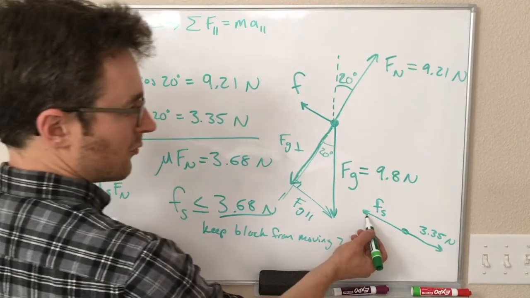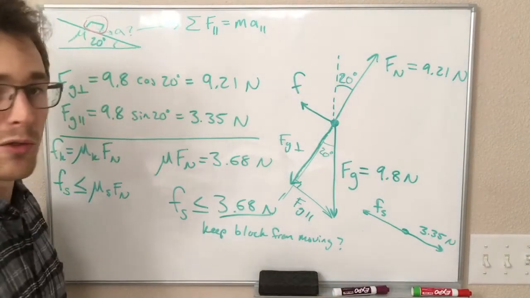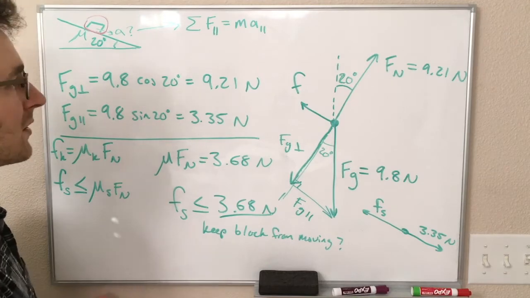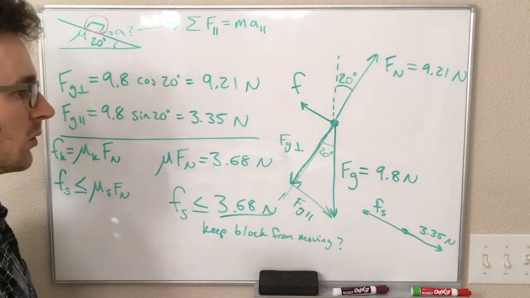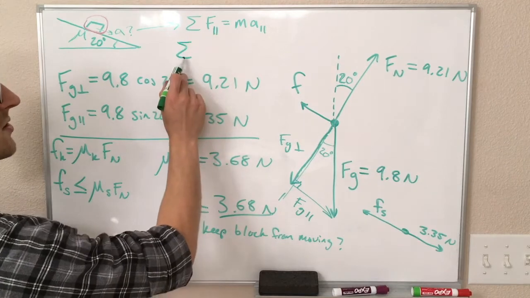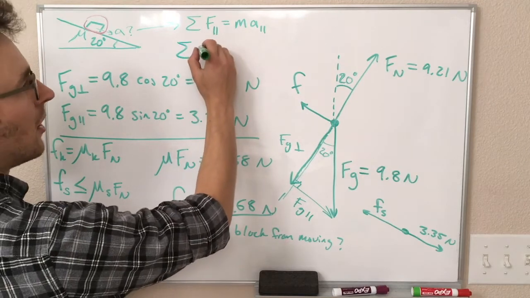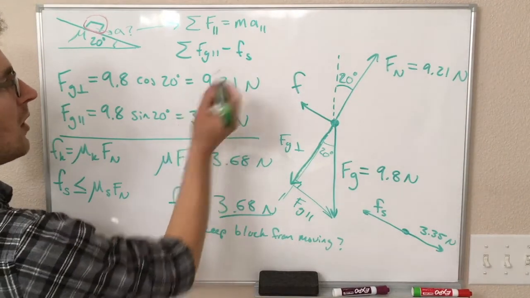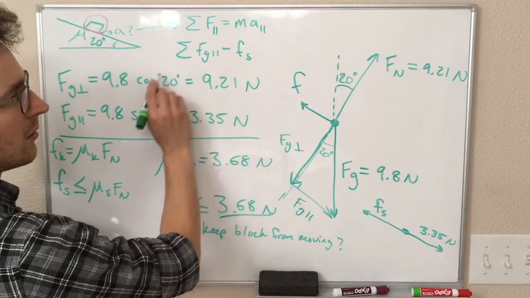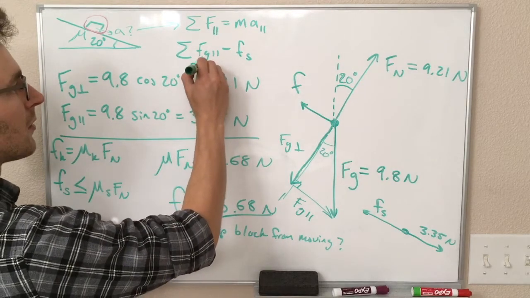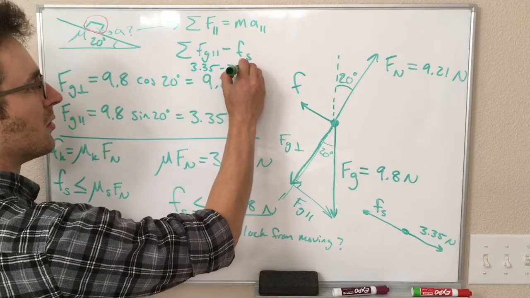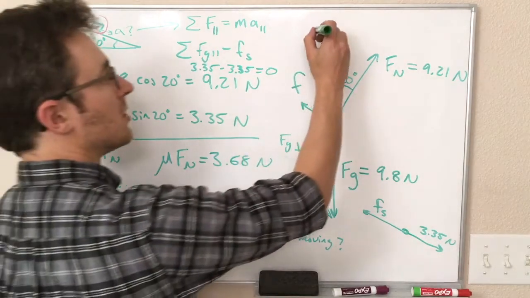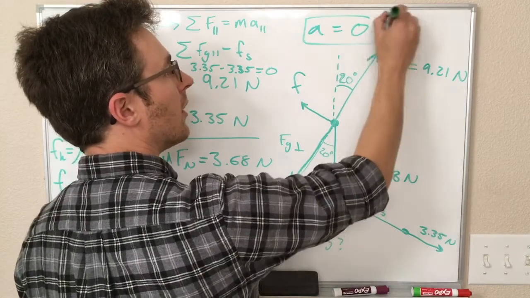So that just means our friction force is equal to 3.35 newtons, which is less than 3.68, yes, and those two are balanced. So our parallel acceleration is equal to 0. Just to formalize this, the sum of our parallel forces is Fg parallel minus the force of static friction, and that is equal to 3.35 minus 3.35, which is equal to 0. So our acceleration is equal to 0 for part A.